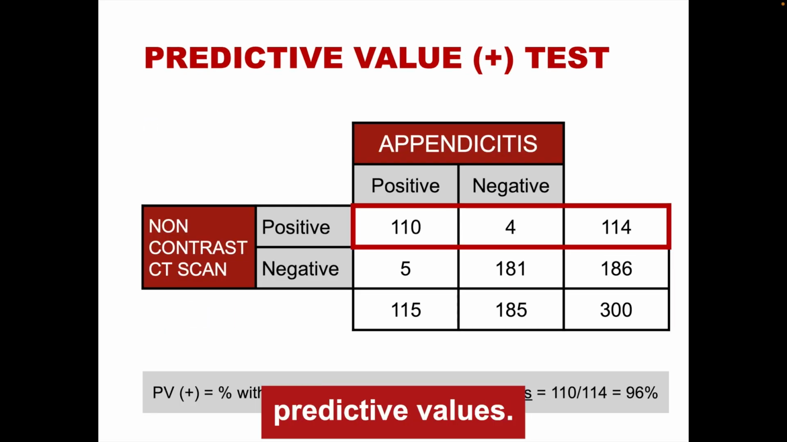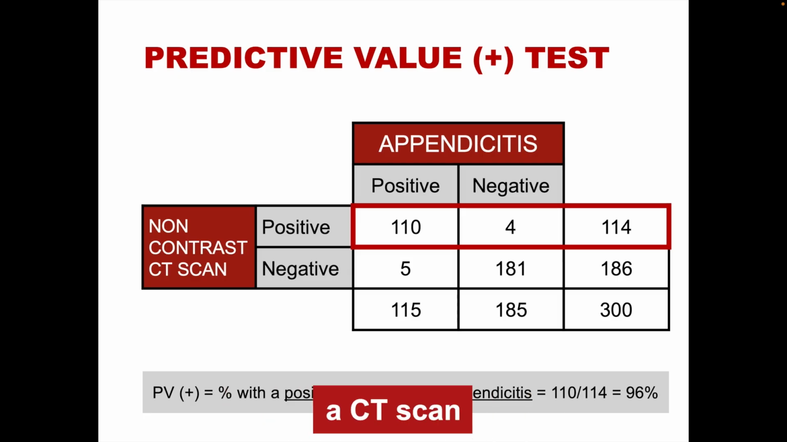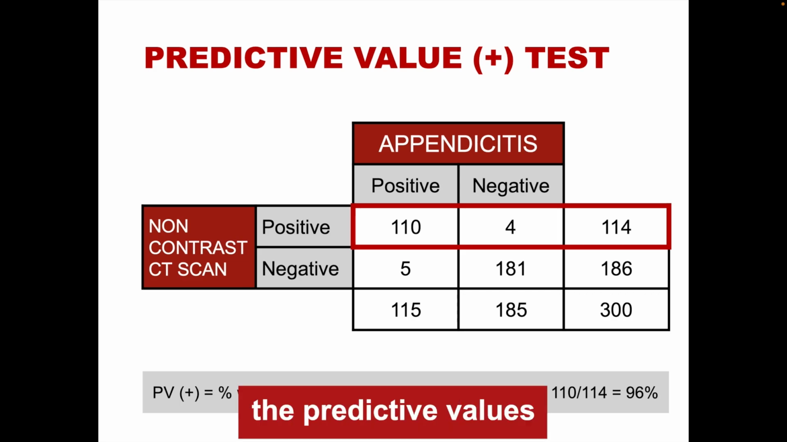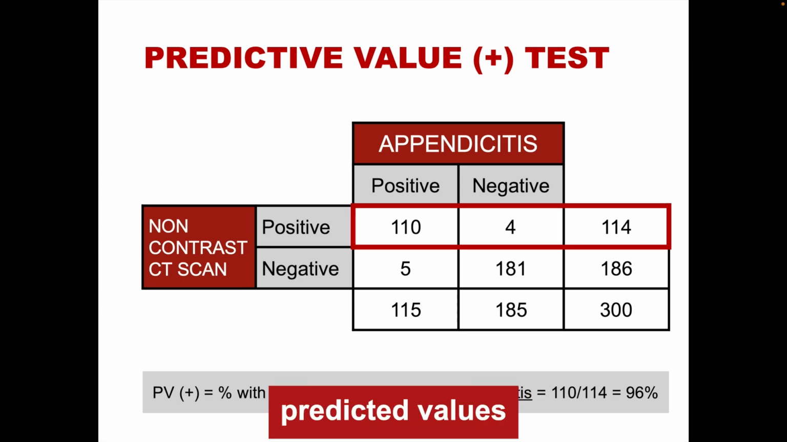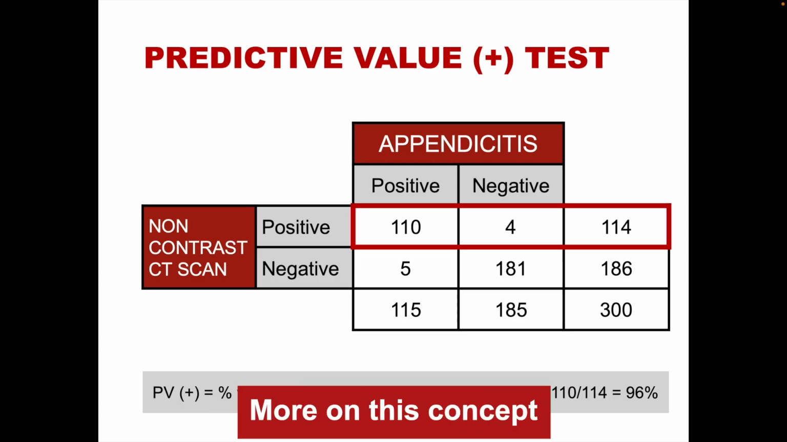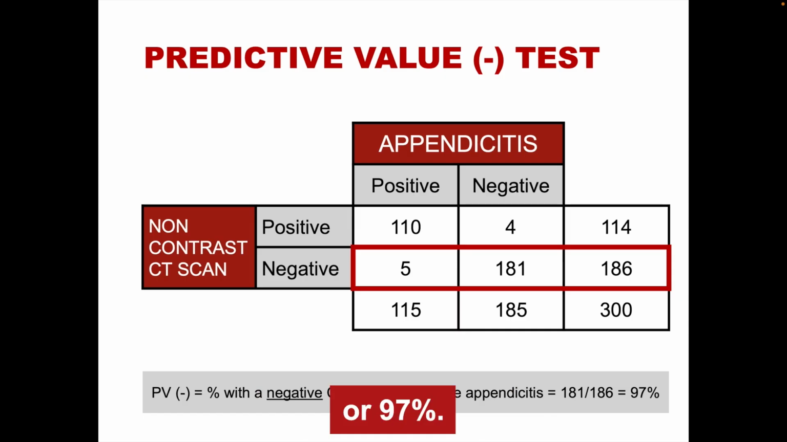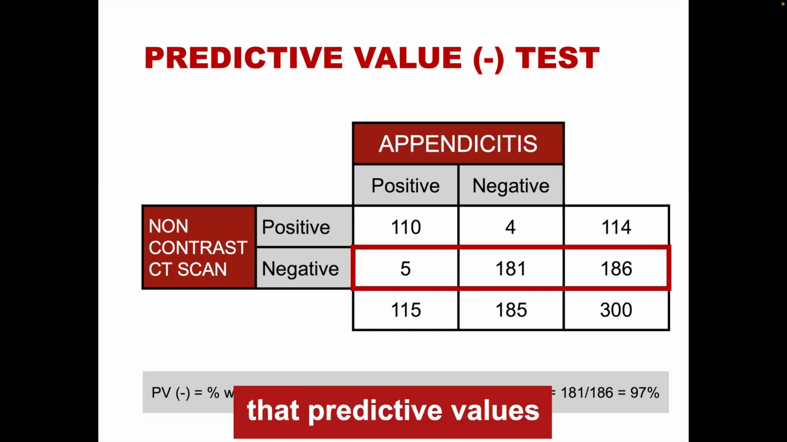Let's calculate the study predictive values. The predictive value of a positive test is a percentage of patients with a positive CT scan that had appendicitis. In this case, it is 110 out of 114, or 96%. Notice that the predictive values are calculated horizontally, so that the predictive values will be affected by change in prevalence, which is also calculated horizontally. More on this concept in a bit. The predictive value of a negative test is the percent of patients with a negative CT scan that did not have appendicitis. In this case, it is 181 out of 186, or 97%. Again, note that predictive values are calculated horizontally, so they will change if prevalence changes.